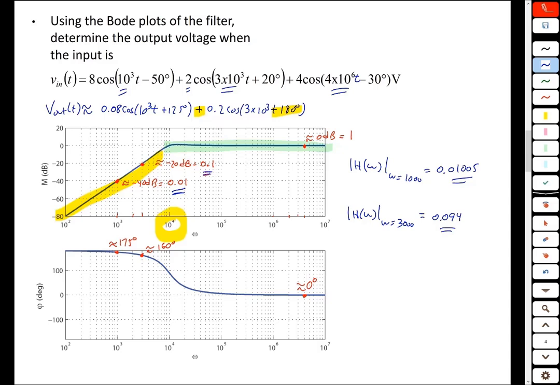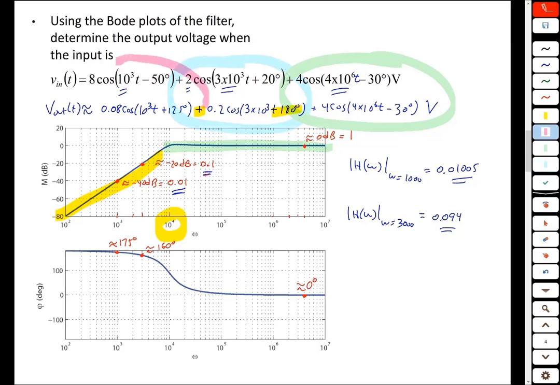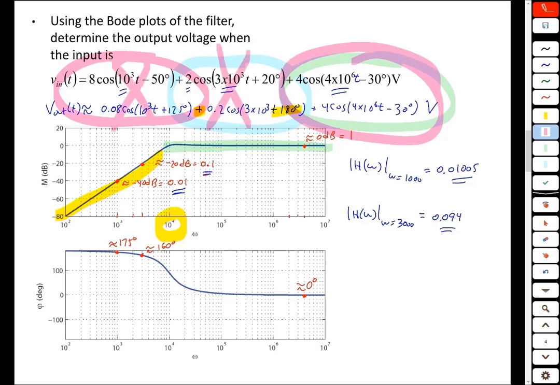That gets multiplied by 1, so we get plus 4 cosine(4 times 10 to the 6 t minus 30 degrees plus 0 degrees). So no change in the angle. So here's our approximation. And once again, what we see is that at high frequencies, there's no attenuation. At middle frequencies, there's some attenuation. And at low frequencies, there's lots of attenuation. Once again, this is a high pass filter. It's passing the high frequencies and sort of blocking the lower frequencies.